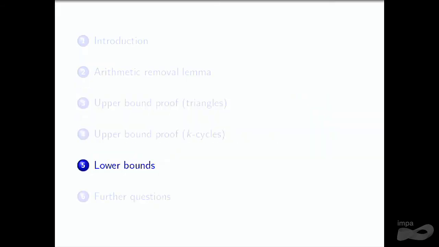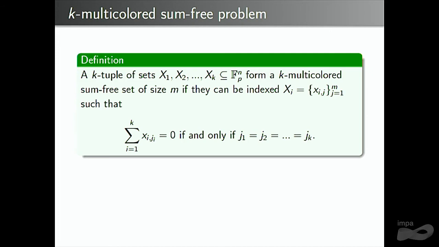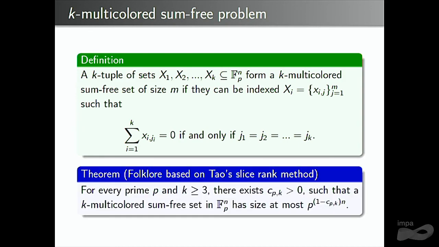Okay, now what do we have in terms of lower bounds? So let's make this k multicolored sum-free set definition precise. It's basically the same thing as for triangles, but here's a precise definition. And it's kind of folklore, based on the formulation of the proof that appeared on Terry Tao's blog, that it extends to k to give a bound on the maximal size of a k multicolored sum-free set.